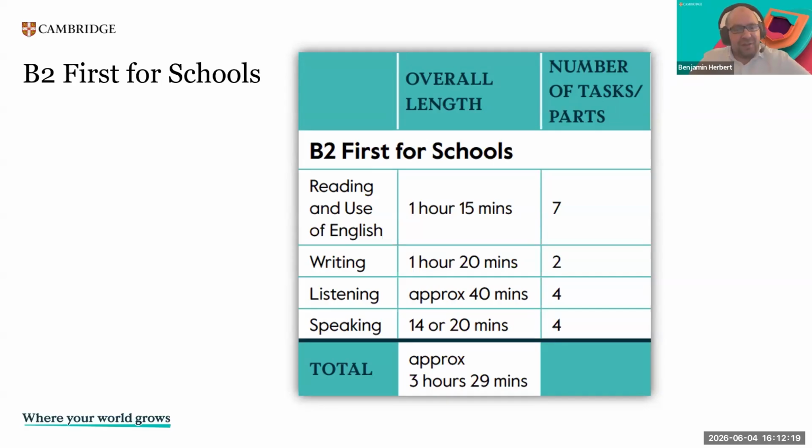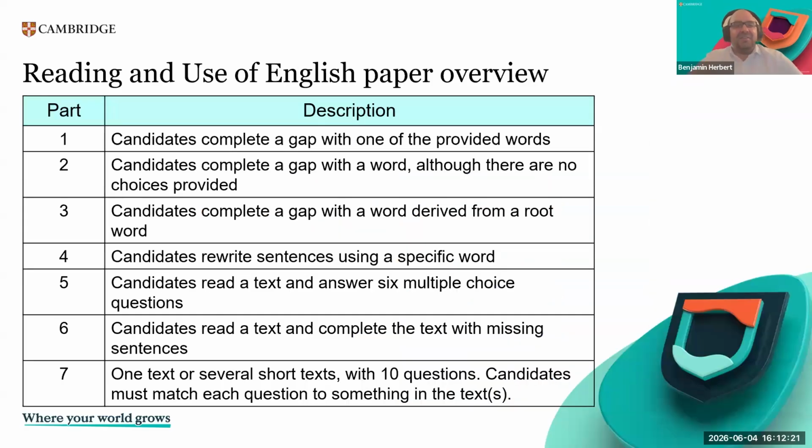So let's now focus in on the reading and use of English paper. We can see here the seven different parts of the reading and use of English, and I think many of you should already be fairly familiar with these task types.